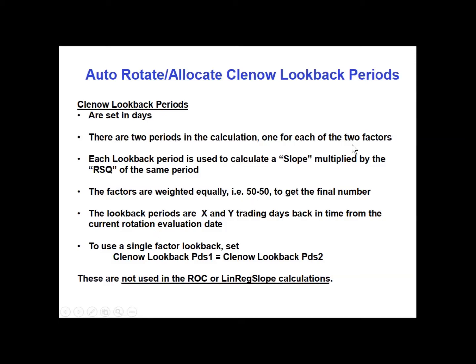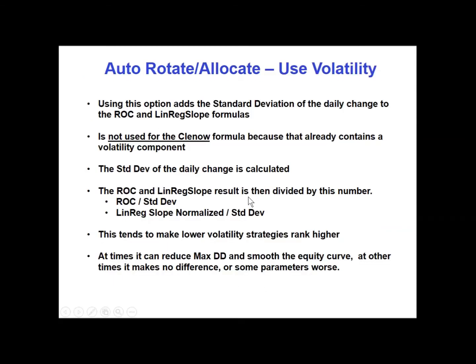In Clino, there are 2 periods, one for each of the 2 factors. Each look-back period is used to calculate a slope multiplied by the R squared. Again, the volatility, essentially in Clino, he multiplies by the volatility. Then you add the 2 together equally, 50-50, to get the final number. Again, these particular periods are not used in the others. Now, if you want to use volatility in the ROC and LinReg slope, what it does is add the standard deviation of the daily change to those formulas.